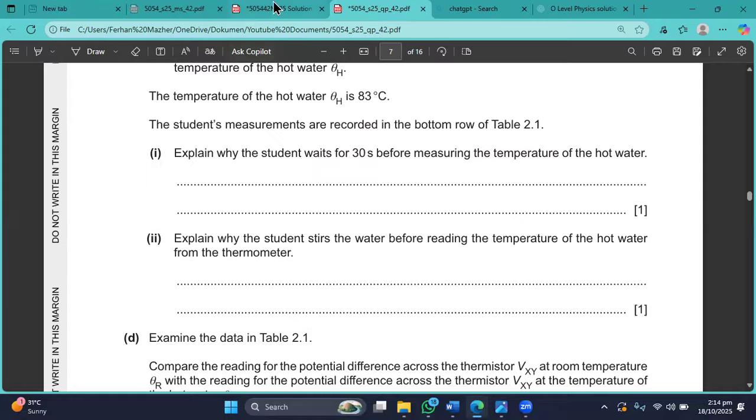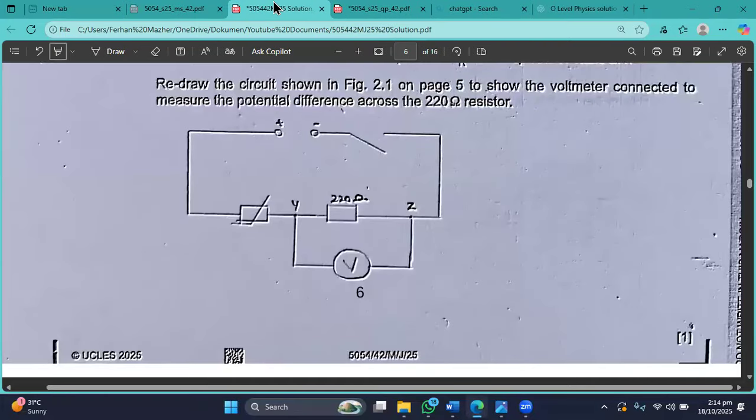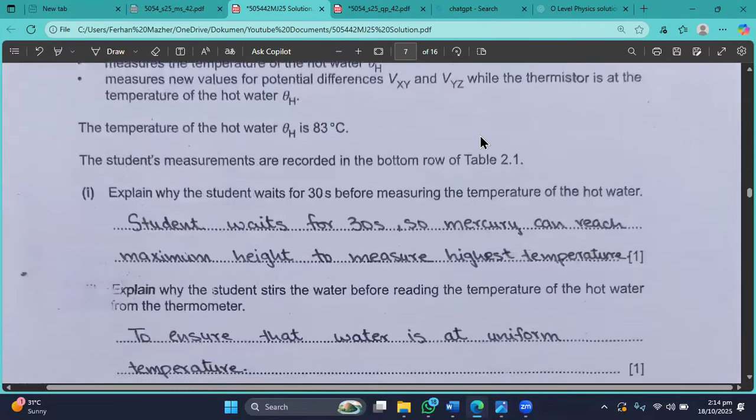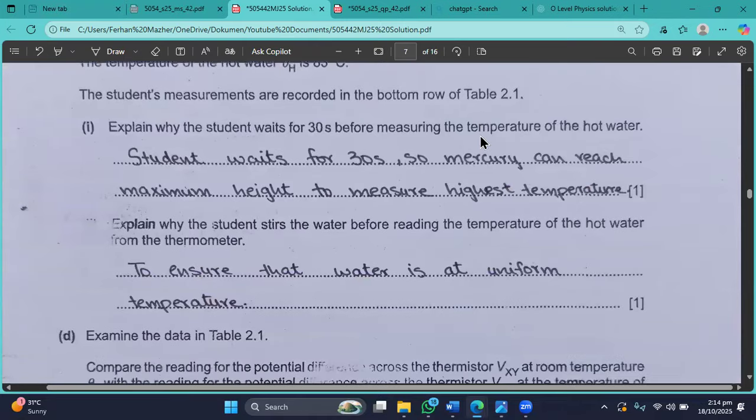It's a 1 mark question. Let me see what my student has written here. You see, she has written the student waits for 30 seconds, so mercury can reach the maximum height to measure the highest temperature in that water.